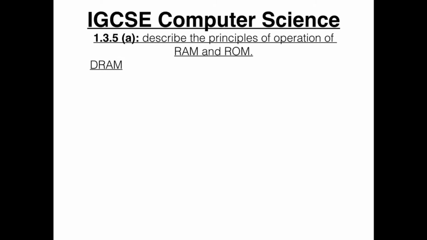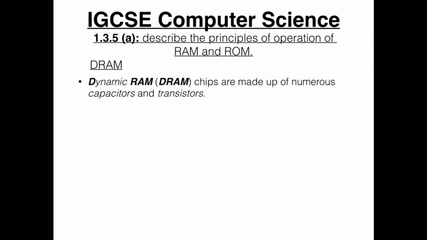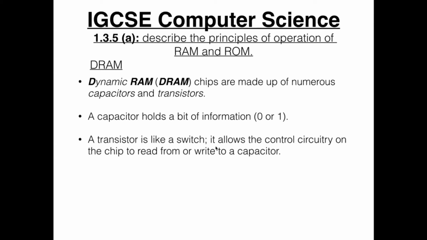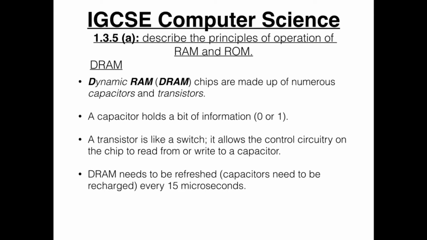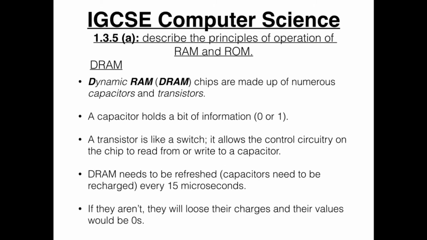So let's finally look at DRAM. Dynamic RAM chips are made up of numerous capacitors and transistors. A capacitor is something that holds a bit of information, so 0 or 1. A transistor is kind of like a switch. It allows the control circuitry on the chip to read from or write to a capacitor. DRAM needs to be refreshed constantly. This means capacitors need to be recharged, and this usually happens every 15 microseconds. If they aren't, they will lose their charges and their values would be zeros, and that's pretty annoying.